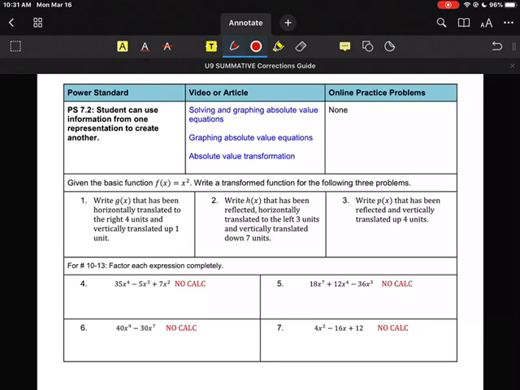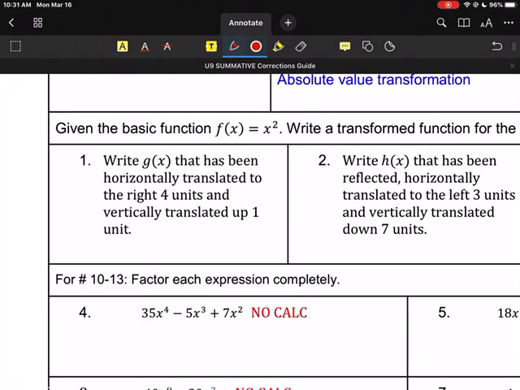Okay, here's video number 5. This is Power Standard 7.2. All right, these were the problems on the back side, just factoring. We call it undistributing, and then creating the equation. So I'm going to start with creating the equation.